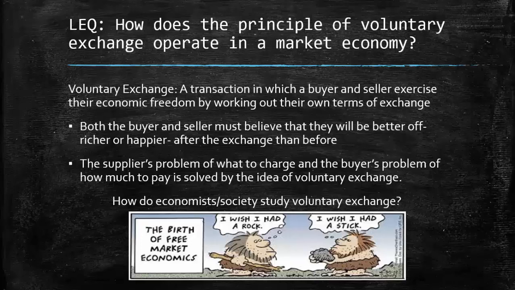For example, Foot Locker. Foot Locker, with no impediment or directive by the government, gets to say, I'm going to sell this pair of Jordans for $189.99. They get to freely choose to do that. Whereas myself, I can come in and say, I freely choose to exchange my personal $189.99 for this pair of Jordans. Now remember, for a voluntary exchange to work, both the buyer and the seller must believe that they are better off, that is, richer or happier, after the exchange than before.